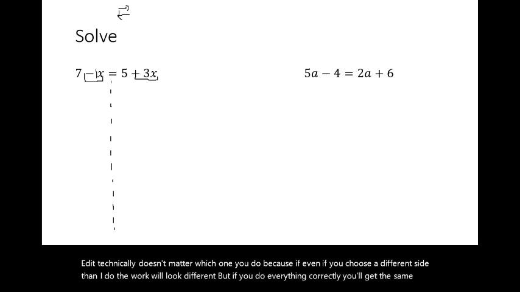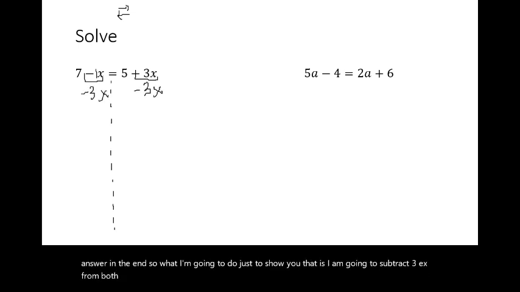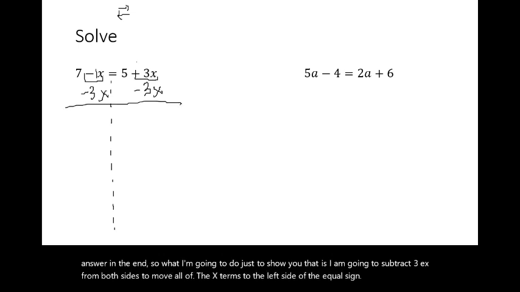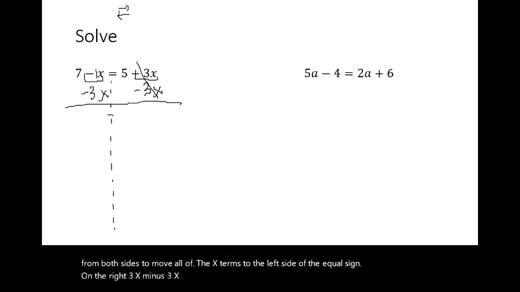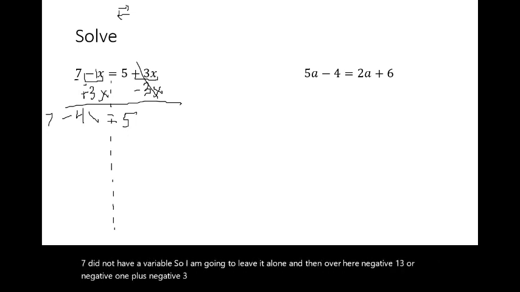So what I'm going to do, just to show you that, is subtract 3x from both sides to move all of the x terms to the left side of the equal sign. On the right, 3x minus 3x is 0 and cancels out, leaving you with 5. Now this 7 over here did not have a variable, so I am going to leave it alone. And then over here, -1 minus 3, or -1 plus -3, gives us -4x.